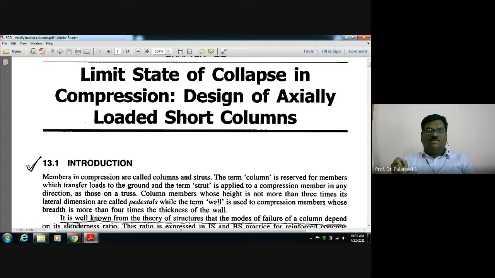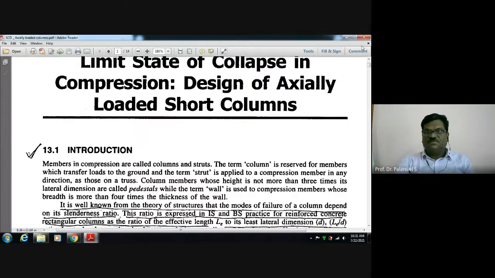There is SP16. Interaction diagrams are available there. You are going to refer to that to design, and then slender columns. The column design is very lengthy. The column chapter is a lengthy one. I require many classes to complete this one. So next class I will start this one.